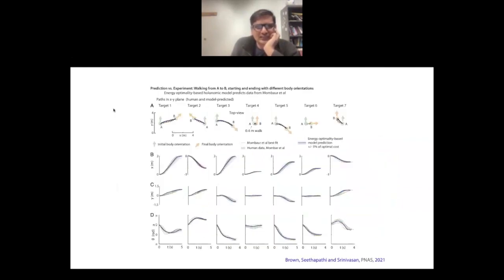This is another data set from Katya Mumbar's group. Again, they had people start and end at different points and had these initial facing directions and final facing directions. Again, a version of the model was able to capture their data. Their actual behavior, I believe, is these dotted lines, and then our model is the blue curves. They roughly overlap.